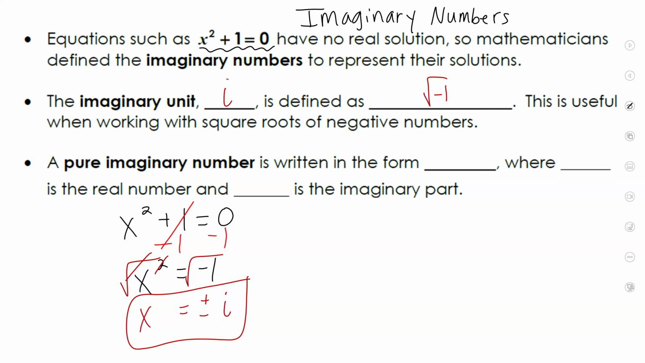So a pure imaginary number is written in this format, bi, where b is a real number and i is the imaginary part. So for example, you could have 3i, -3i, 25i, or pi i, any real number with an i. That's an imaginary number. If you have an i, it's imaginary.